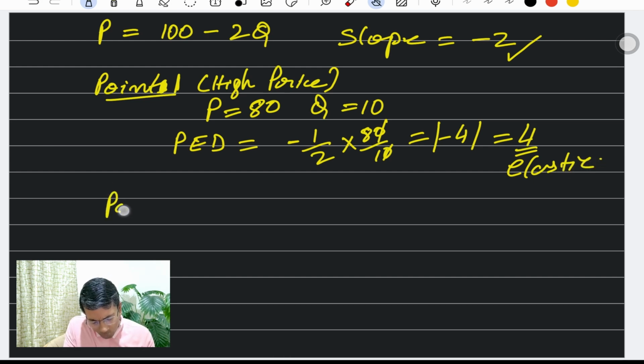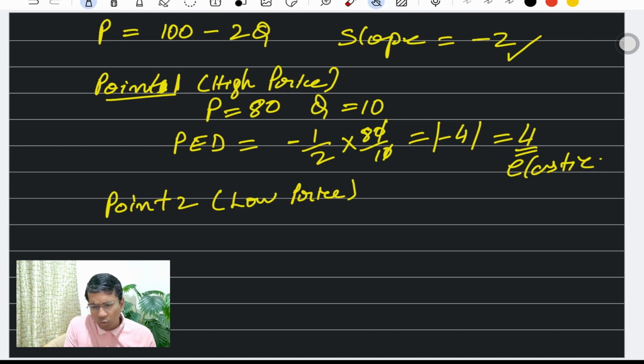Let's take one more point, point 2, and let's make it a low price. Earlier I took the price 80, this time I will take the price being only 20. If you take price 20, 100 minus 20 will be 80, and that is equal to 2Q, and so Q is going to be 40.